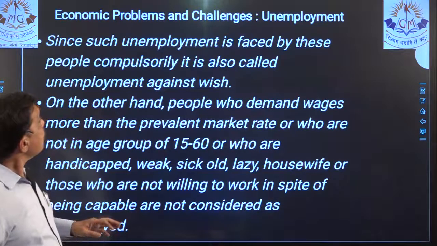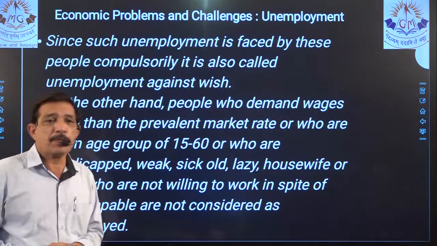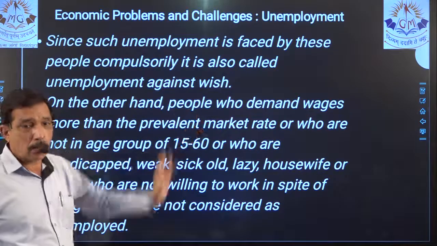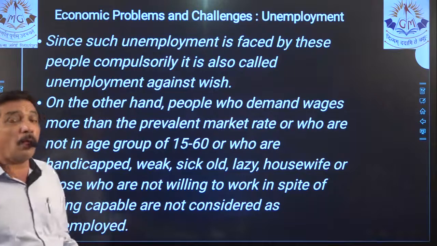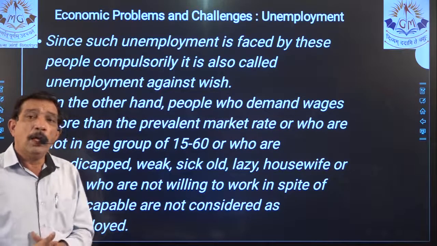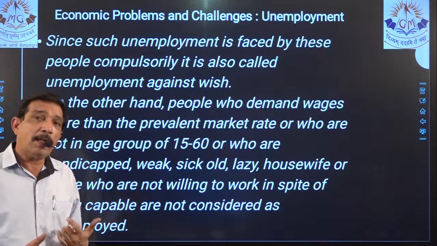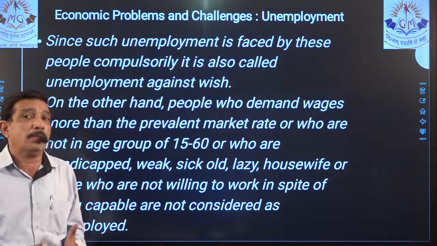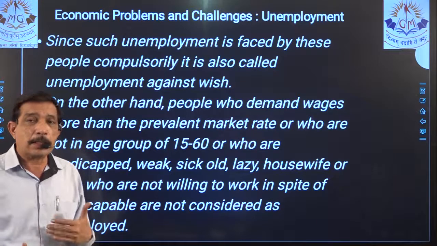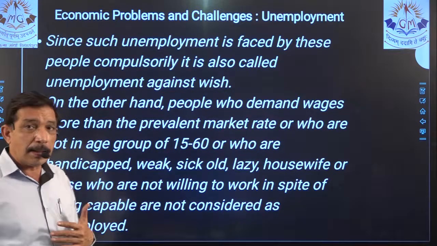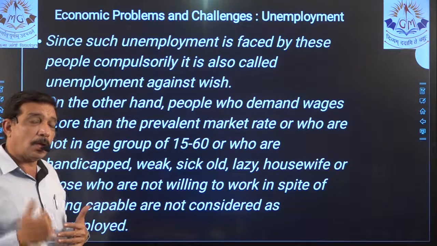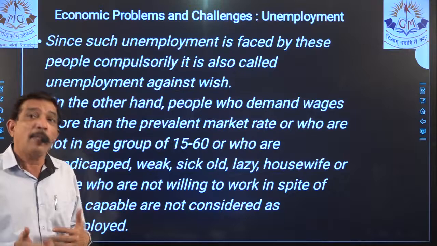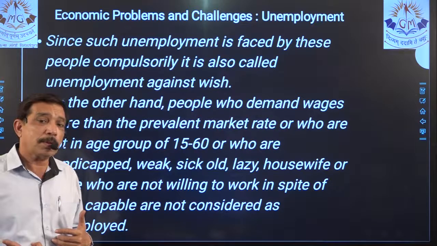Now since such unemployment is faced by these people compulsorily, that is called unemployment against wish. On the other hand, there are people who demand... who cannot be called unemployed. So when we are defining who is an unemployed person, we have to define both. This makes this answer quite a lengthy one, because we are explaining the definition of an unemployed person, who can be called unemployed, what is unemployment, who cannot be called an unemployed person, right?